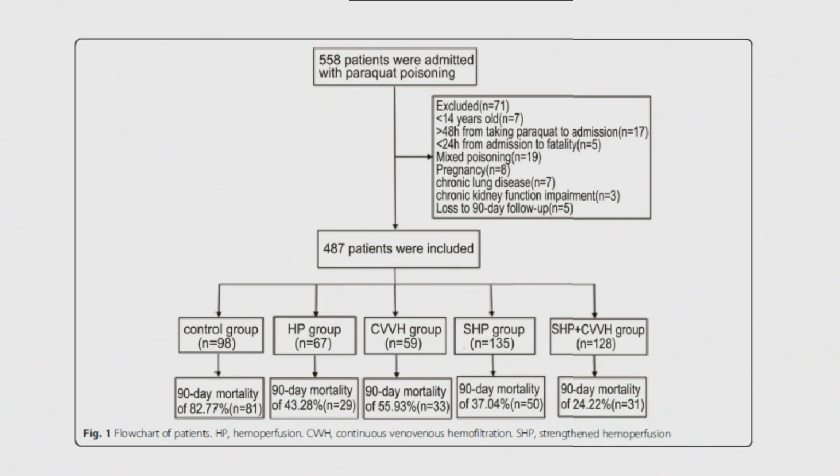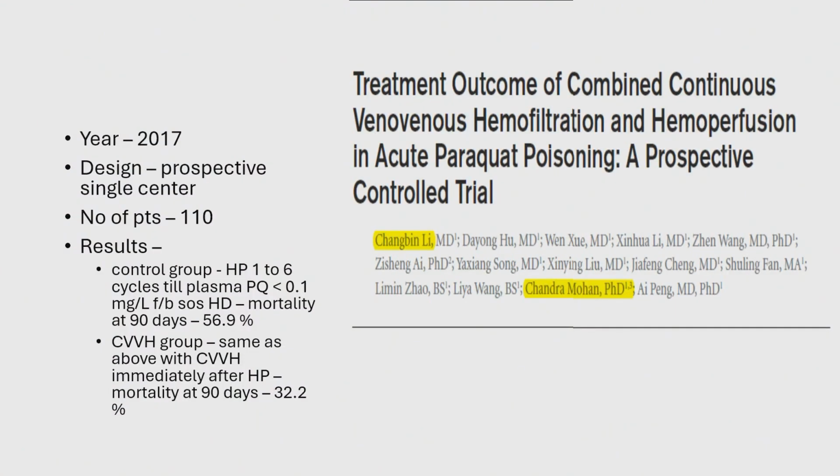What is strengthened hemoperfusion? They have done back-to-back 5 cycles of hemoperfusion, each cycle lasting for 2 hours, and over 10 hours they have done the 5 cycles. And immediately after that, they have started CVVH. So you can see the lowest mortality is in this group, 24%. So, strengthened hemoperfusion plus CVVH.